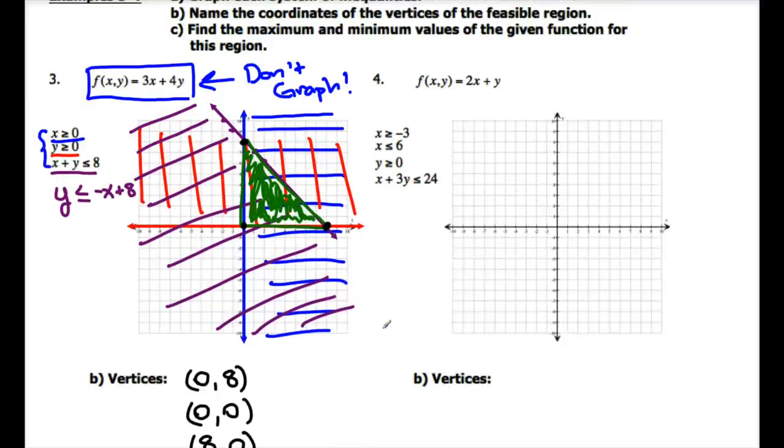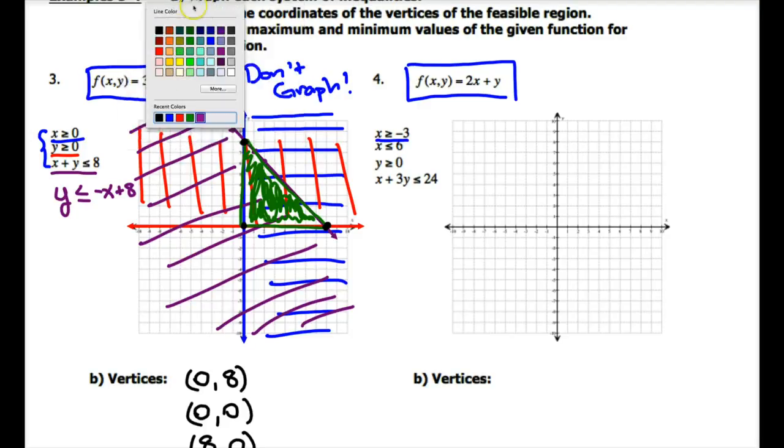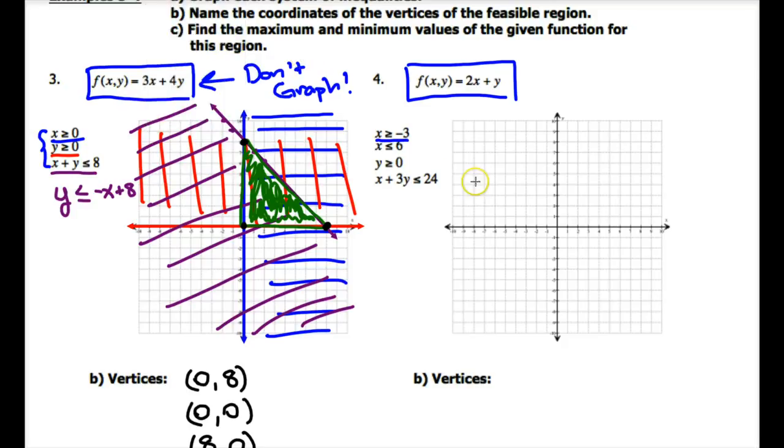Okay, finally number 4. We have the objective function f of xy equals 2x plus y, but again, we don't start there. We're going to start with our constraints down here, our 4 inequalities. So for this one, my first inequality is x is greater than or equal to negative 3. So that's going to be another vertical line on the x-intercept of negative 3, on the x value negative 3. So right here, shaded to the right.